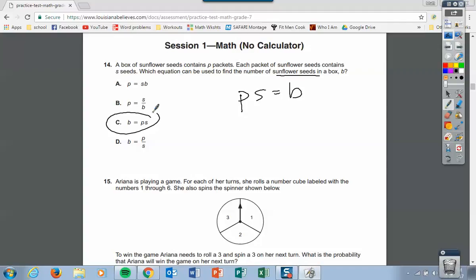The only two that make sense are these two, because the only ones solving for box. These are solving for packets. I don't need to find that. Instead, I want to use these two. It doesn't make any sense to divide packets by the number of seeds. I'm going to multiply to figure that out. As we go on down.